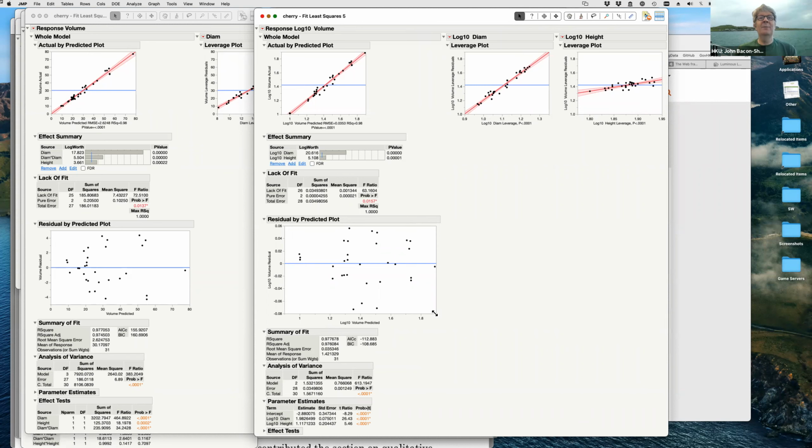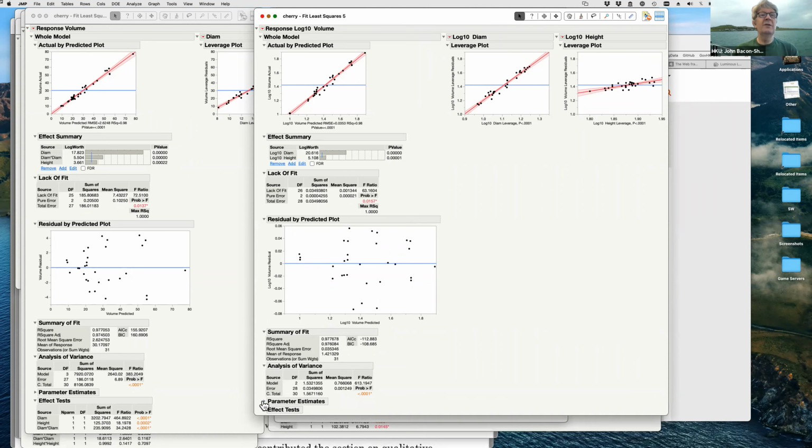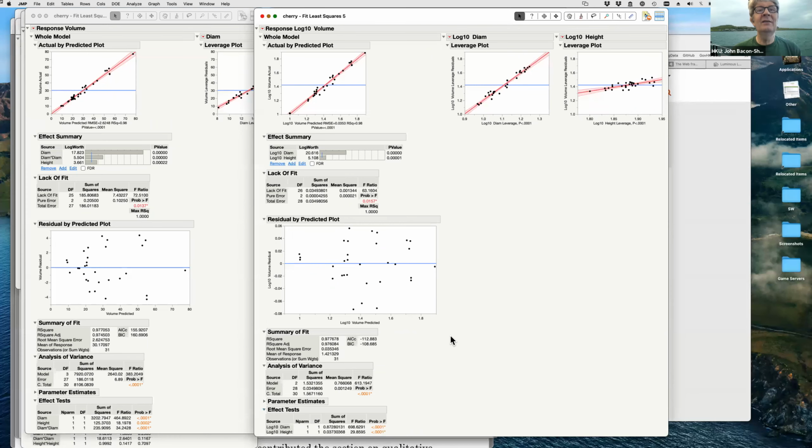Right? So think about it for a minute. What does this model say? It's saying basically, as I've said, that the log of the volume is linear in the log of the diameter and the log of the height. And both of these terms are very strongly significant. Right? So that seems already quite good.